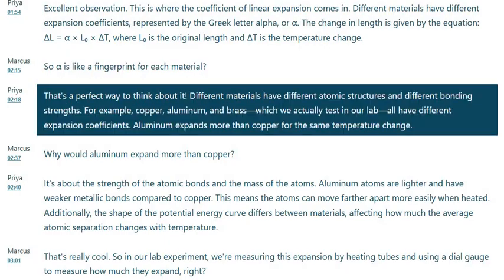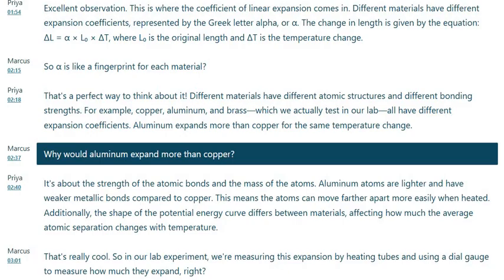That's a perfect way to think about it. Different materials have different atomic structures and different bonding strengths. For example, copper, aluminum, and brass, which we actually test in our lab, all have different expansion coefficients. Aluminum expands more than copper for the same temperature change. Why would aluminum expand more than copper?